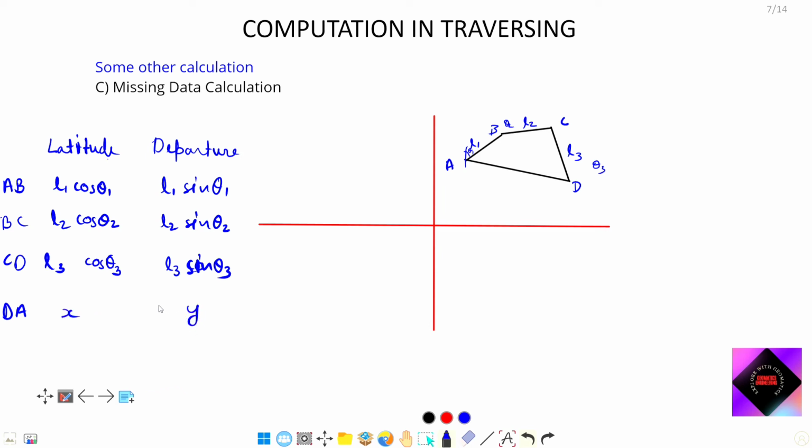and y. So by doing summation of latitude equal to 0, we can calculate x, and by doing summation of departure equal to 0, we can calculate y. And y is nothing but L4 sin theta 4, x is nothing but L4 cos theta 4.